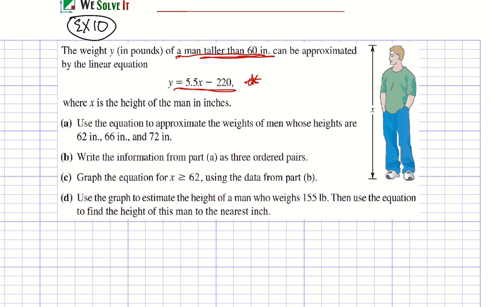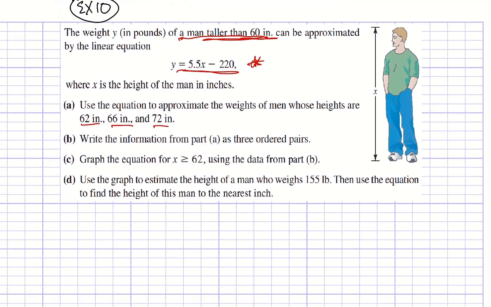Then it says use the equation to find the weights of men whose heights are 62, 66, 76. They are taller than 60, okay? A man who is exactly 60 is not included, because the equation represents men who are taller than 60, okay? So there's nothing fantastic about that. We'll just read it carefully, understand what they're saying, and then we'll move on.